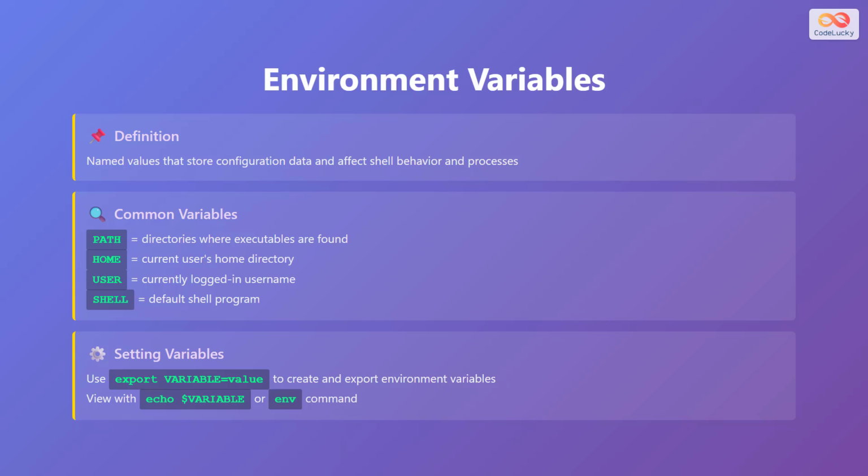Environment variables are named storage locations that hold configuration data affecting how the shell and programs behave. They are like containers that store important system information. Some common variables include PATH, which tells the system where to find executable programs. HOME, which points to your user's home directory. USER, which stores your username. And SHELL, which indicates which shell program you are using. You can create new environment variables using the export command, followed by the variable name and value. To view a variable's content, use the echo command with a $ sign before the variable name, or use the env command to see all environment variables at once.